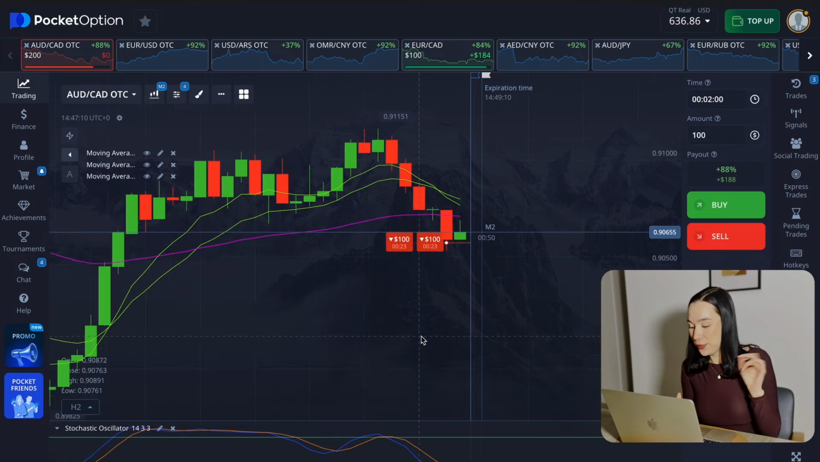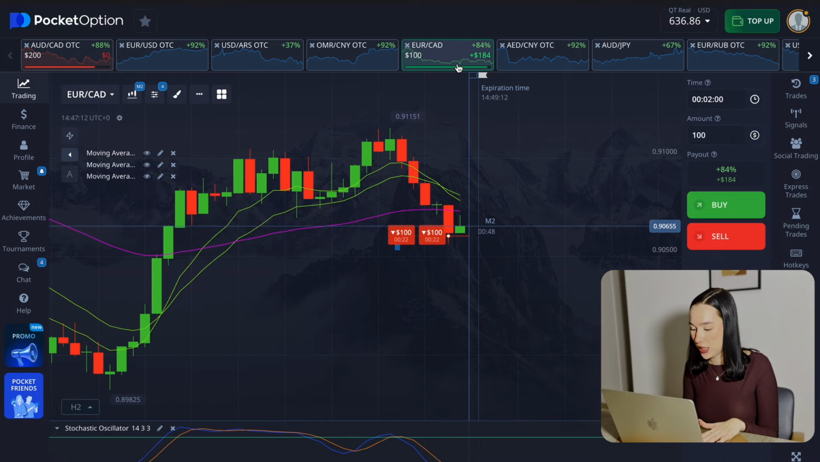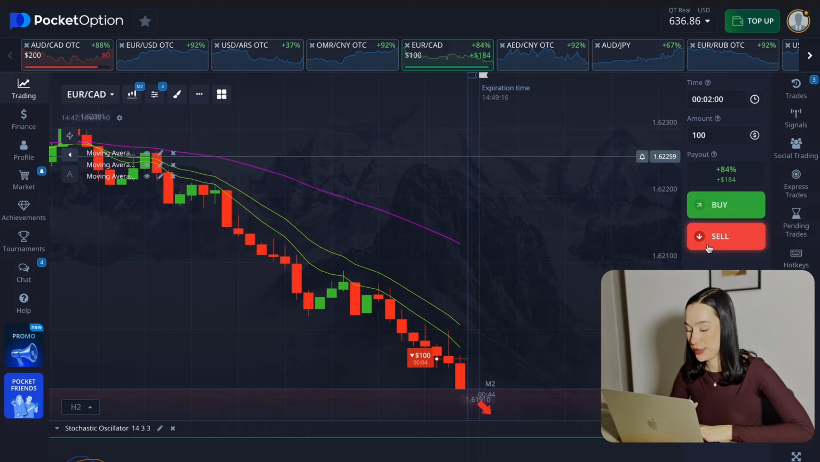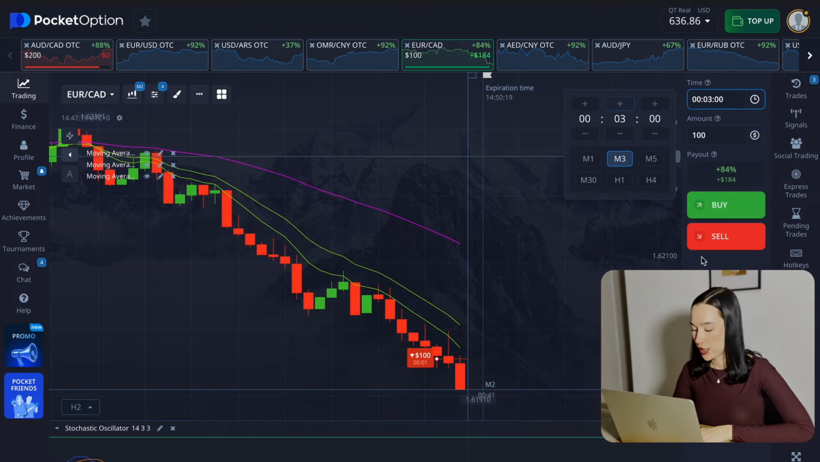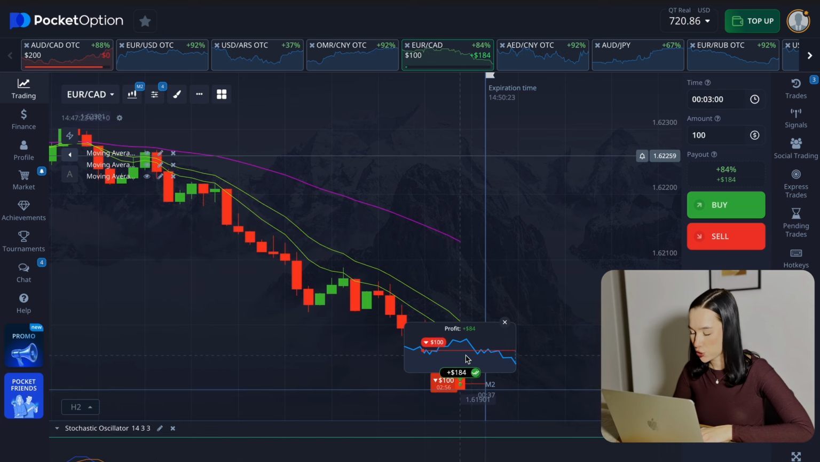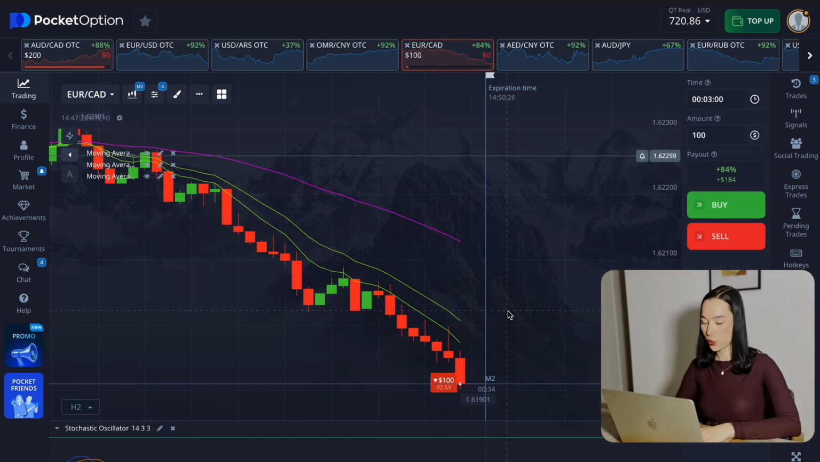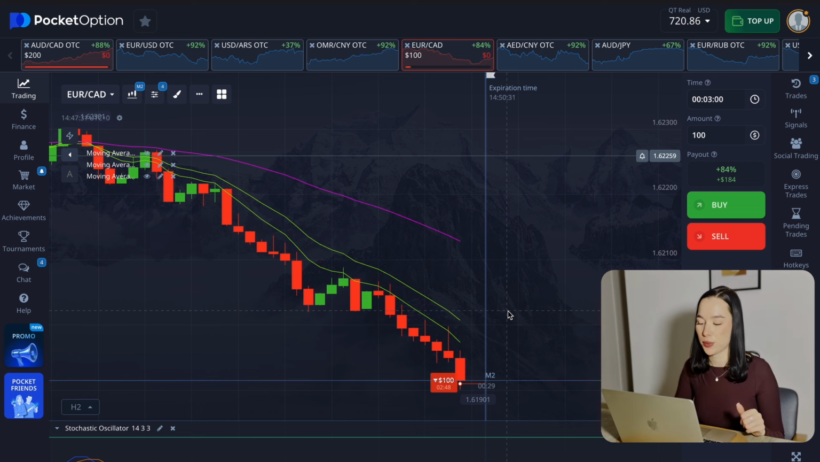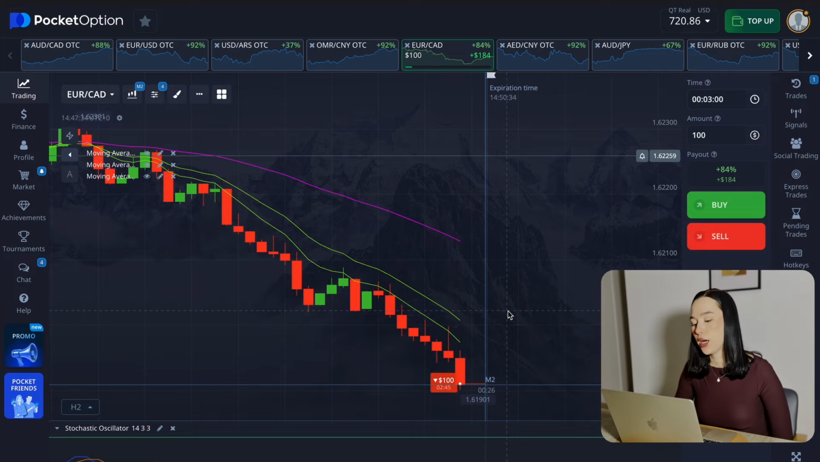So now we're gonna wait. We have 15 seconds till the end of our trade. Here we're not that much in the plus. Maybe it will change, but it's fine. So let's check it out. Let's change to 3 minutes and open here a sell trade again. That trade we closed in the plus. Okay, perfect. So that's how we can recover our previous catch up with just 2 trades.